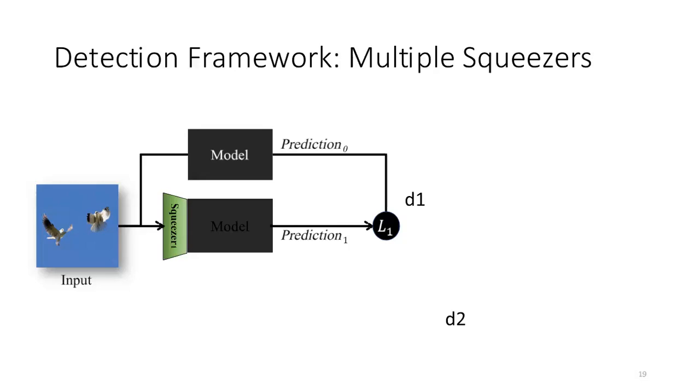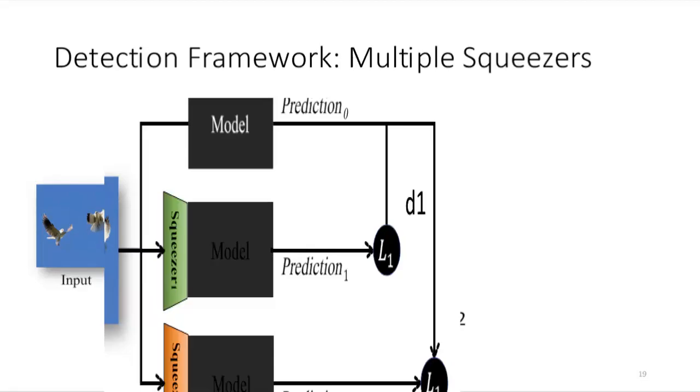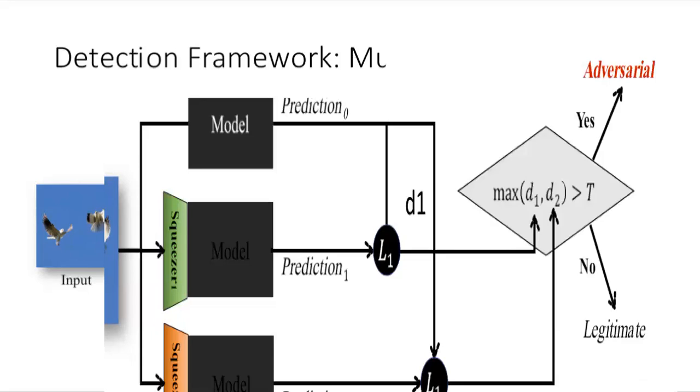And then the issue is, how could you know what strategy an attacker will use? So we propose this really simple joint strategy. When we have multiple different squeezers, we compare the distance of our original prediction versus each one of the squeezed predictions. We get the distances D1, D2, up to Dk, where k is the number of squeezers we use. We just use the max score of those distance scores. And if the max score is larger than a certain threshold, we predict this example as adversary or not.